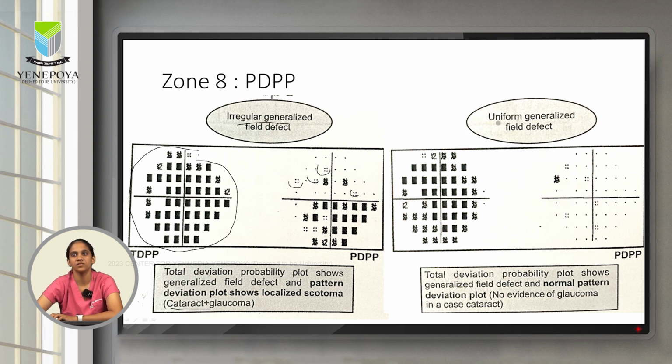Okay, you see a uniform generalized field defect, meaning what? In this, the entire plot again looks like an advanced glaucoma. But when you see the pattern deviation plot, there is literally nothing in this. So that means there was never any evidence of glaucoma. There was only cataract in this patient, and this pattern deviation plot is absolutely normal.